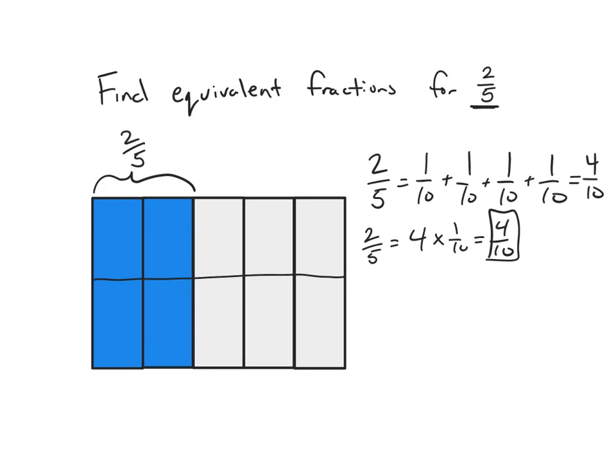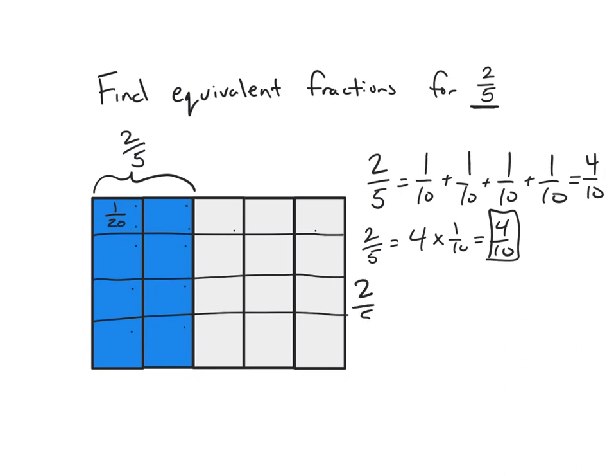4/10, that's one equivalent fraction to 2/5. But if I wanted to go a little bit further and find more equivalent fractions, I can just keep on splitting up my area model into different size parts. So I'm going to go ahead and cut each half in half. And so now I've created, let's see, 1, 2, 3, 4, 5, and there's 4 rows. So I've created 20ths. Each unit fraction is 1/20th. And if you look, I have 1, 2, 3, 4, 5, 6, 7, 8 small sections that are now shaded in.